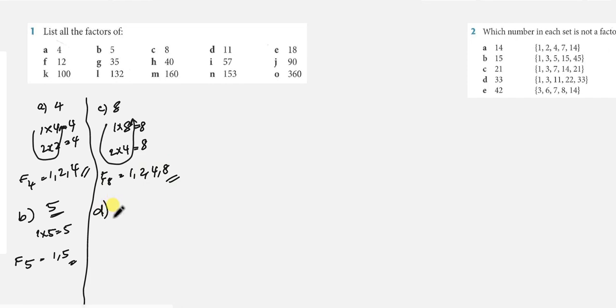We have D, 11. Again it's a prime number, so 1 times 11 is equal to 11. So we have F11 is equal to 1 and 11.